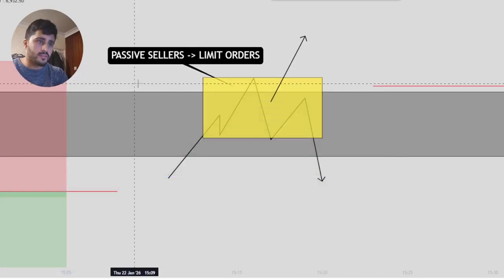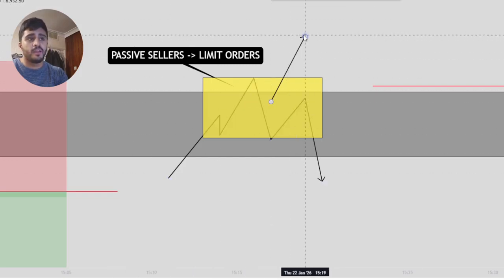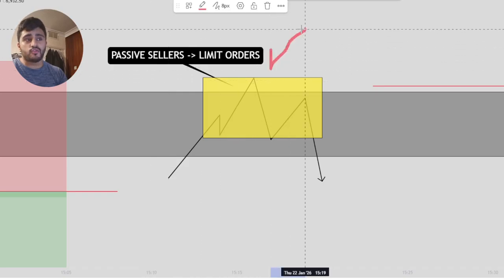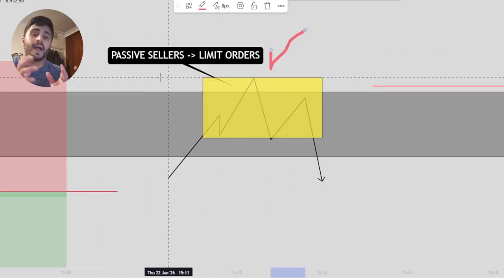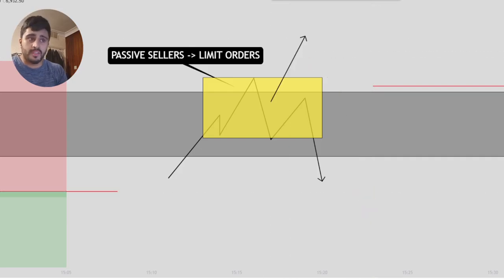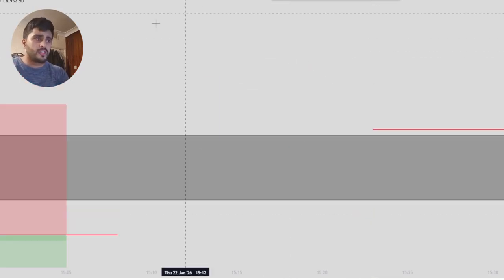So when we go back, this is the theory behind it. What we're seeing is passive sellers, or sell limit orders. It just means that sellers are in control. And if you see evidence of passive sellers, you want to be selling. And that's why I took the short, essentially. That's why the short was valid. Just going to be breaking that down now.